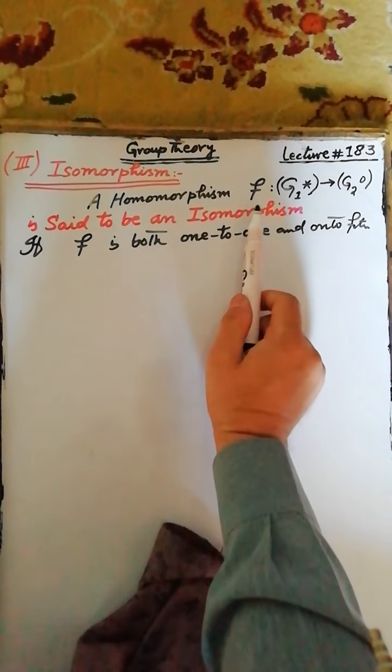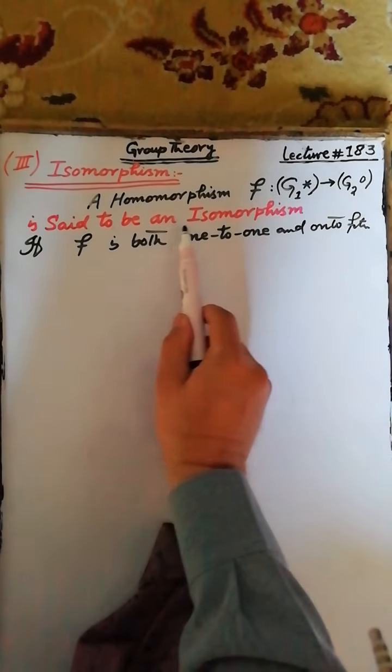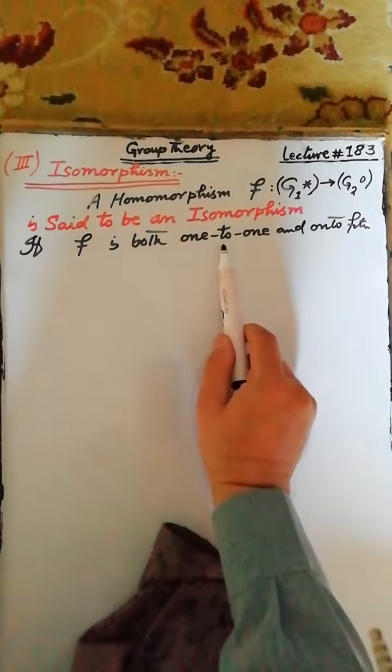Isomorphism. A homomorphism function f from the group G1 to a group G2 is said to be an isomorphism if the function f is both one-to-one and onto. That is, the function f is a bijective function.